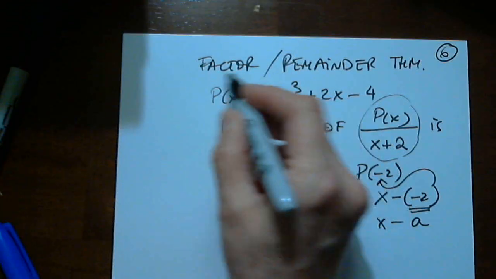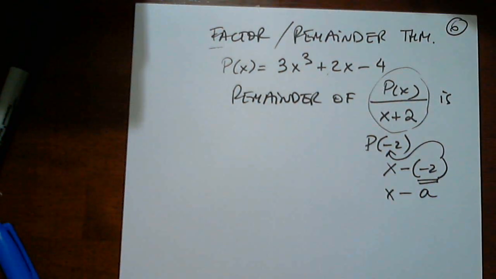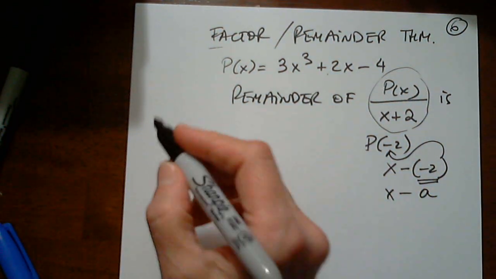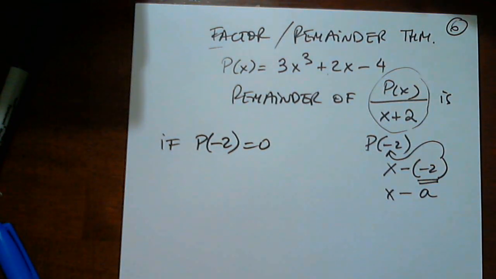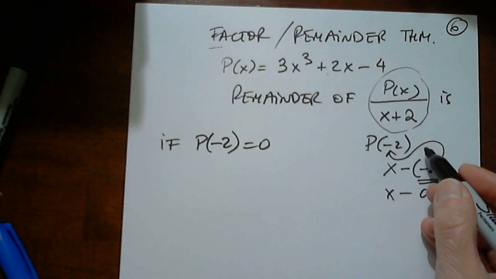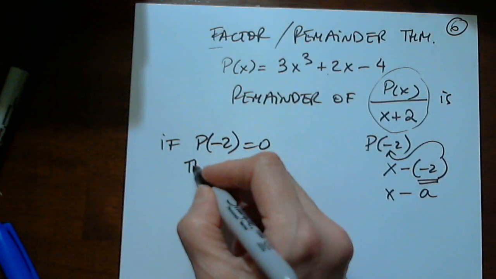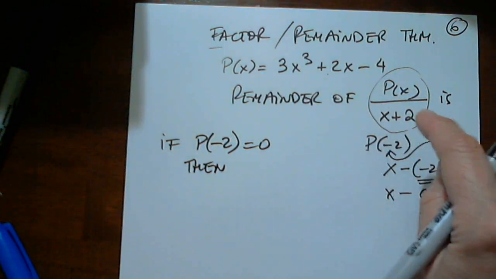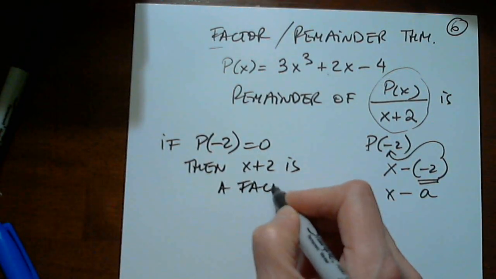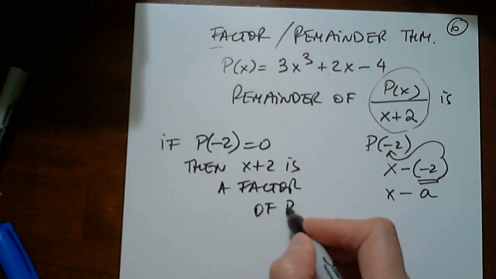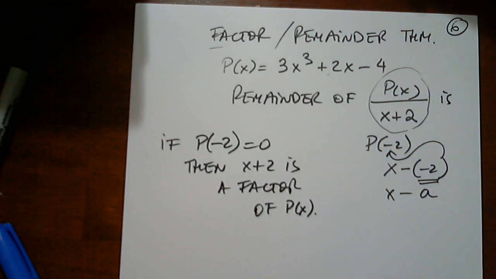Also, why is this so important is that if p of negative 2 is 0, if it happens to be 0, then x plus 2 is a factor of p of x. Is it? I don't know. I didn't calculate. I just made up a problem. We will calculate right now.